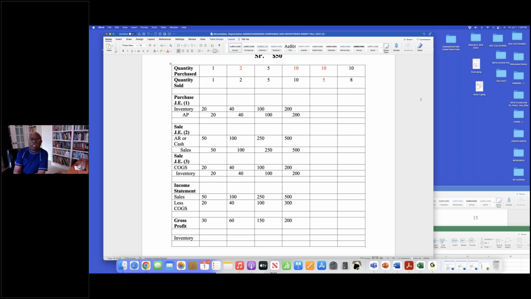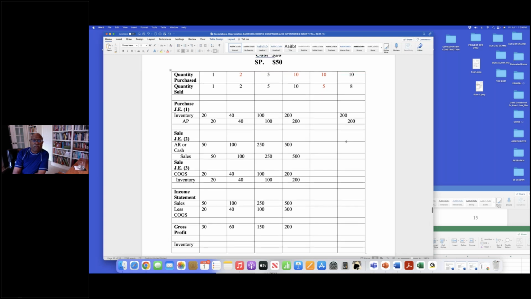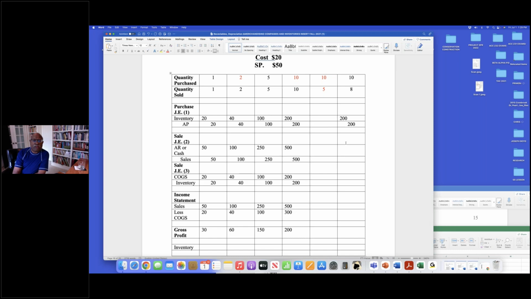So what do we have, Jessica? If we bought 10 but only sold 8, we're going to have 200 inventory debit and credit accounts payable 200. Okay. Then accounts receivable or cash is going to be 400, debit, and then credit sales.